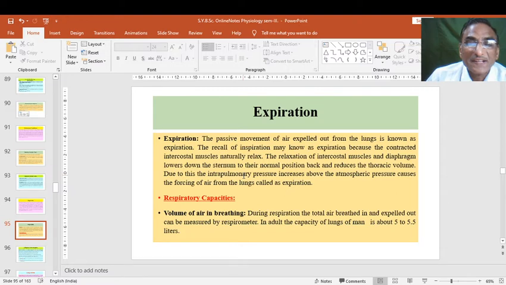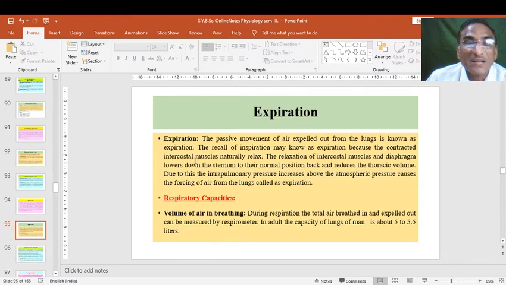Now expiration means the expelling of air from the lungs outside the nasal cavity or nasal chamber. The passive movement of air expelled out from the lungs is known as expiration. The recoil of inspiration may be known as expiration.